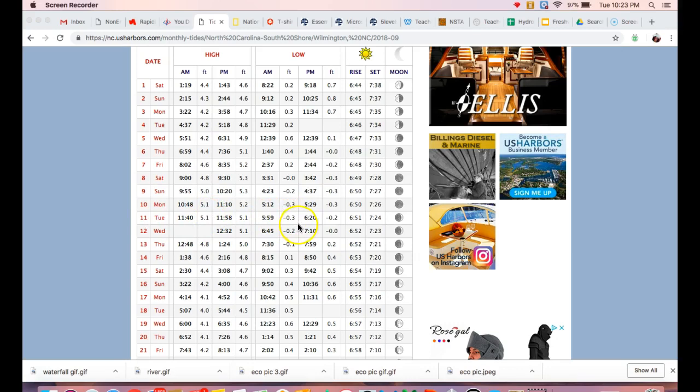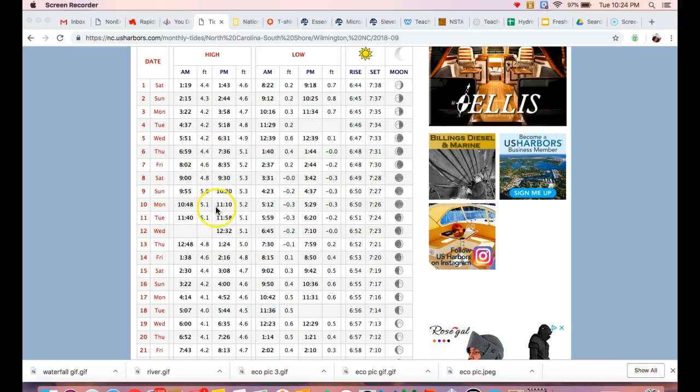5.1 minus 0.3, so like 5.4 difference. So it's going down to the chart datum, the average low, and then even lower than that. So you do see not a huge drastic difference in the neap tide versus the spring tide, but there is several feet difference.